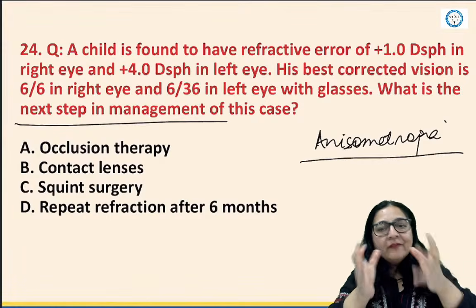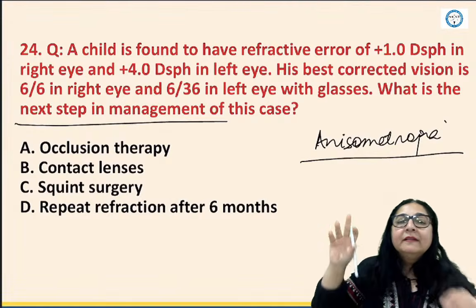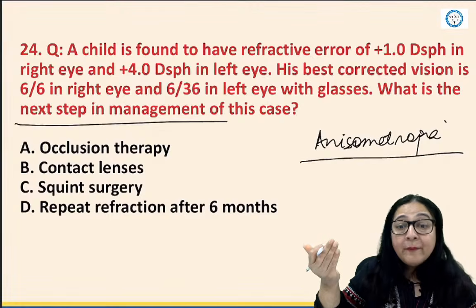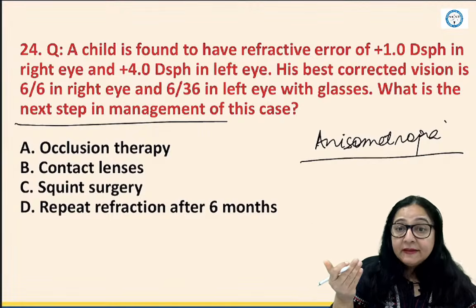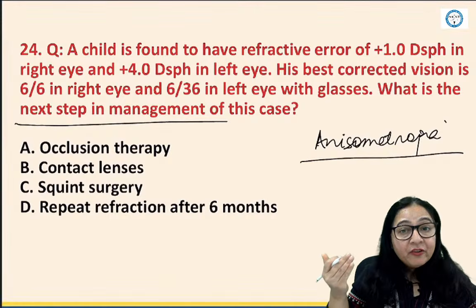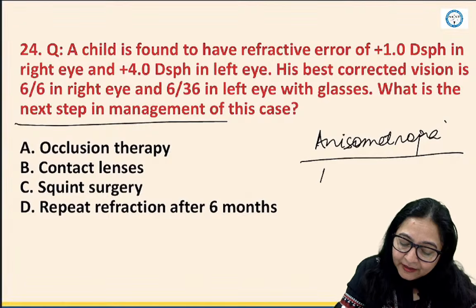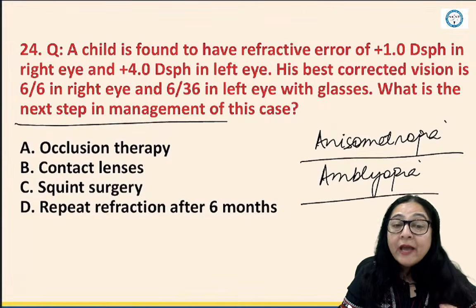So you gave glasses to the child. But even with the glass correction, the vision in the left eye is not coming to 6/6. It is still decreased. So it means there is suppression of the vision in the left eye. So the child is having amblyopia as well. So there is anisometropic amblyopia.